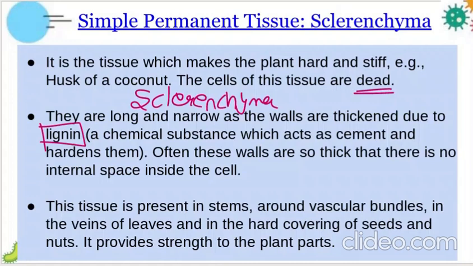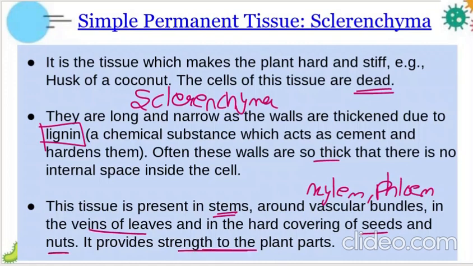Now, often these cell walls are so thick that there is no internal space. If there is, it's only at certain points, and the space is very little. Okay. Now, this tissue, where is it present? It's present in the stems around vascular bundles. What are vascular bundles? Xylem and phloem. Also in the veins of the leaves, and in the hard covering of seeds. Seeds are always hard in any fruit. Why? Because sclerenchyma is present in them. Even in the nuts, and it provides the strength. The main function is providing mechanical support. Okay, mechanical support is the main thing.